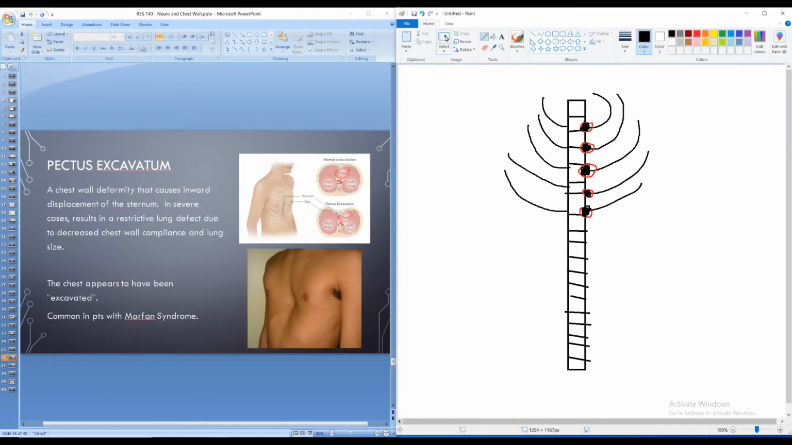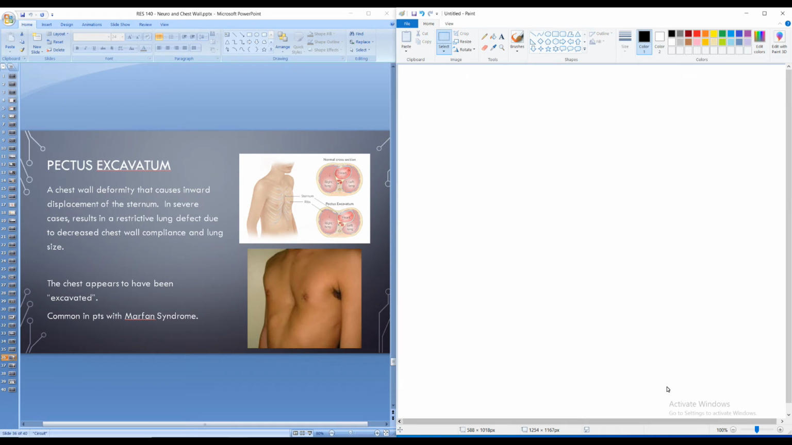Pectus excavatum. So this is just an anatomic variant that you might see from time to time. It can be very minor, or it can be really, really significant, anywhere in between. The way I always remembered this is it looks like the chest has been excavated. So pectus excavatum, it looks like someone took a bulldozer or a tractor and scooped out their chest. So it's been excavated. So in medical terminology, inward displacement of the sternum. Instead of it being just a flat bony plate, it actually is formed so that it pokes inwards.